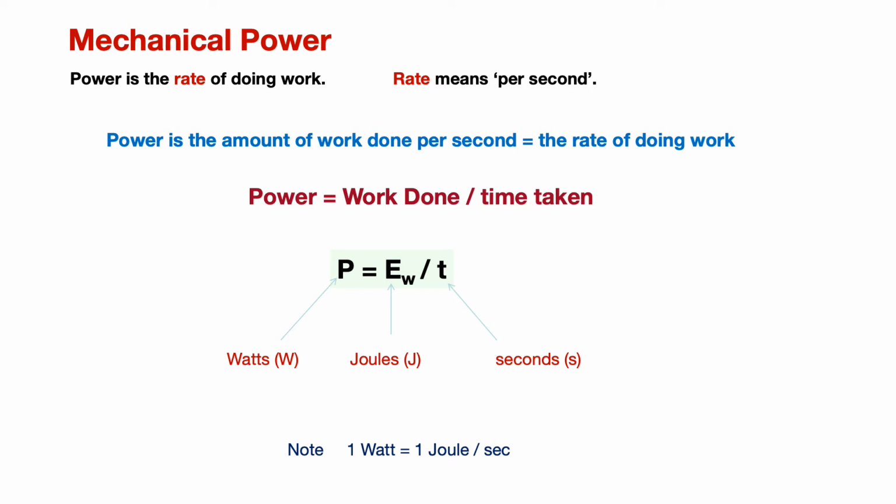1 watt basically is 1 joule per second. So if you do 1 joule of work every second, your power output is 1 watt. And a typical low energy light bulb nowadays would have a power output of about 10 watts. Okay, let's do an example.